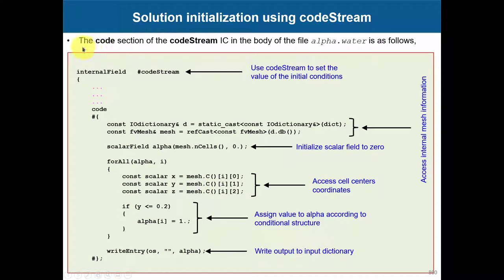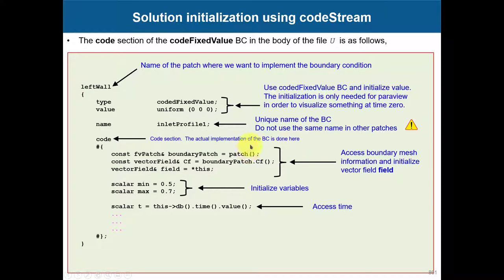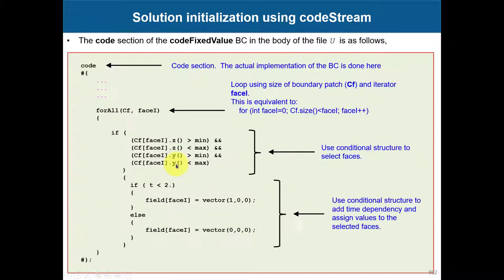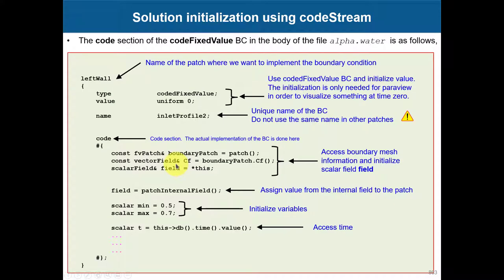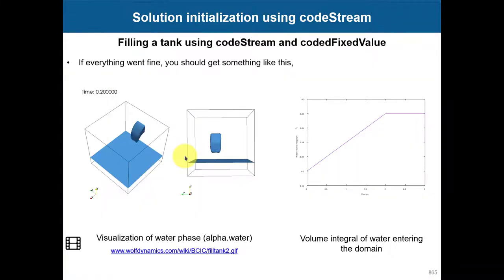So basically the difference here is you go into alpha water, see that you have internal field, code string, relative physical string. So everything below 0.2 put water, otherwise is zero because we're initializing here to zero. And then for the boundary condition, see that left, and you just insert the same boundary condition as in the previous vector. Okay, so you can use also code fixed value, code string, there is no problem, it's up to you. And this is our simulation.